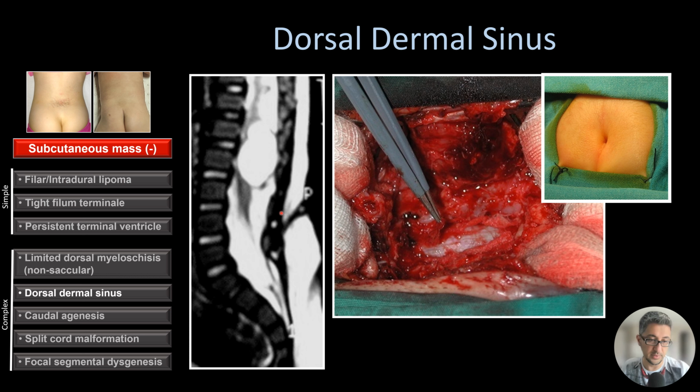Here is an example of a dorsal dermal sinus tract associated with an epidermoid cyst. The most important thing for the surgeon is to find the sinus throughout its entire course and resect it completely, because partial resection will result in recurrence of epidermoid cyst or infection.